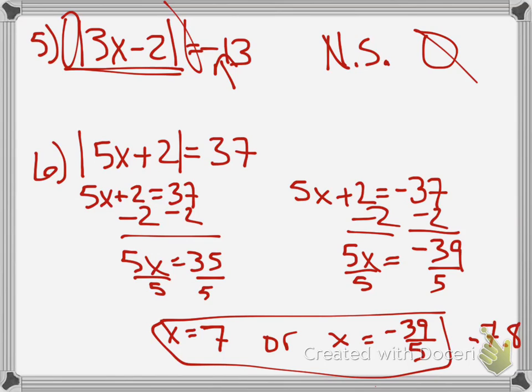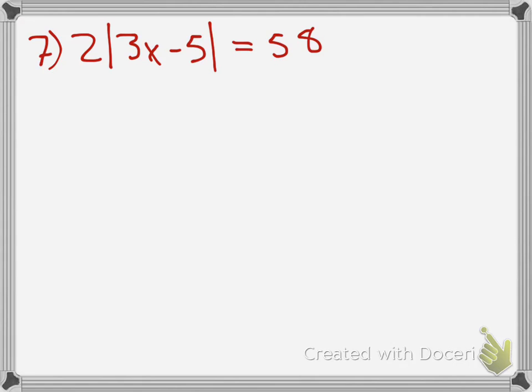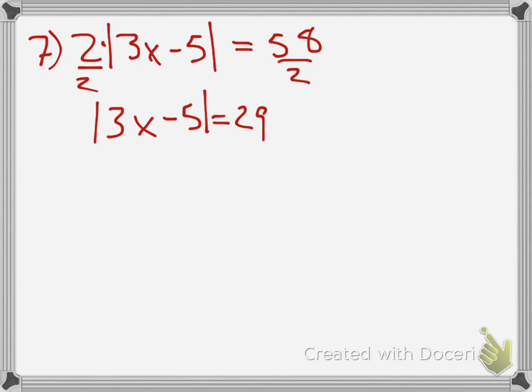Okay, so that should be easy. Now, how is that different than number 7 when I say 2 times the absolute value of 3x minus 5 equals the absolute value of negative 58? The safest method to do is to go ahead and isolate the absolute value, which means this is times 2, divide by 2. You get 3x minus 5 equals 29. And then I can split that to be 3x minus 5 equals 29, and 3x minus 5 equals negative 29.